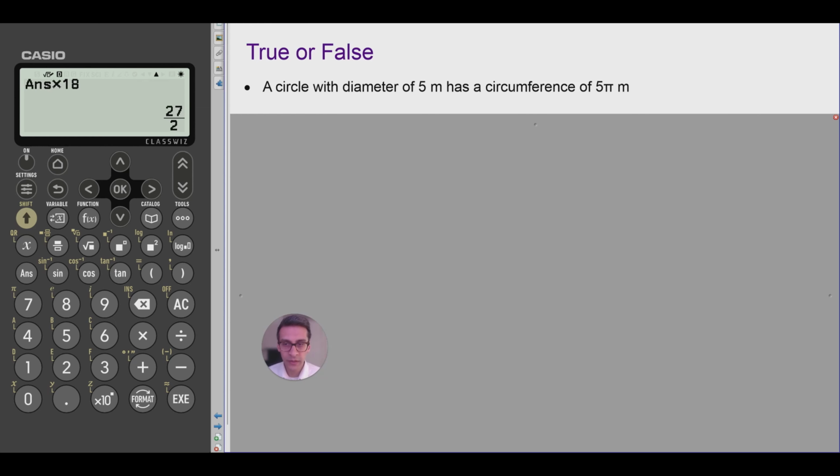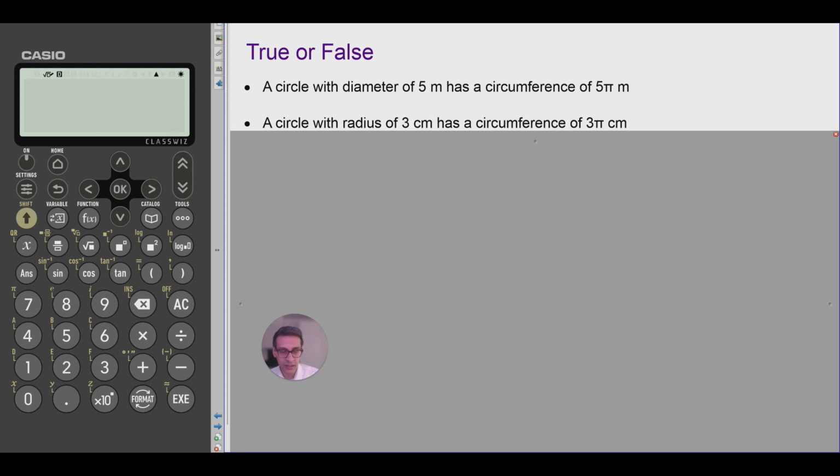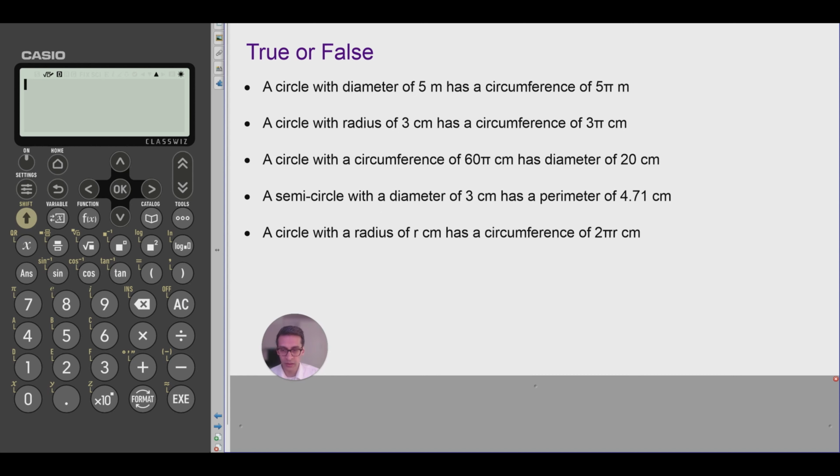True or false? Have a look at these questions, decide whether they are true or false. A circle with a diameter of 5 meters has a circumference of 5 pi meters. So pause the video and have a look at all of these, and then I'm going to go through them together.